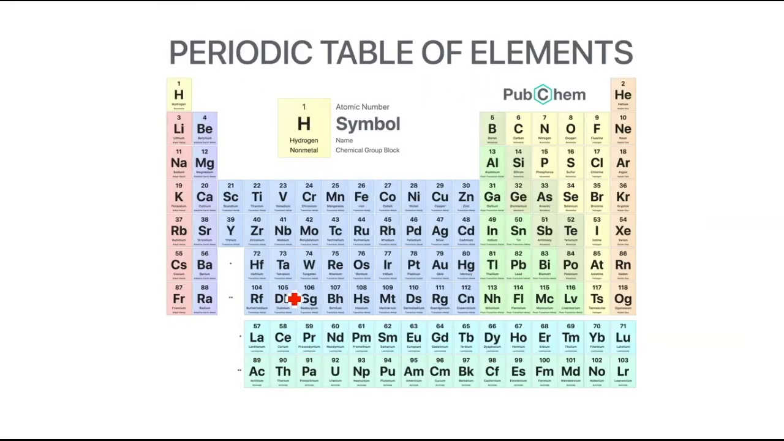This is the periodic table of elements, all the elements that exist, and this is basically what makes up chemistry. Remember what we're seeing here is that each of these elements is made up of the same type of atom.